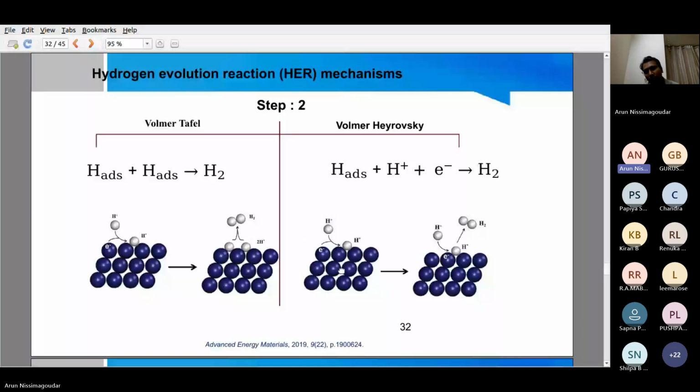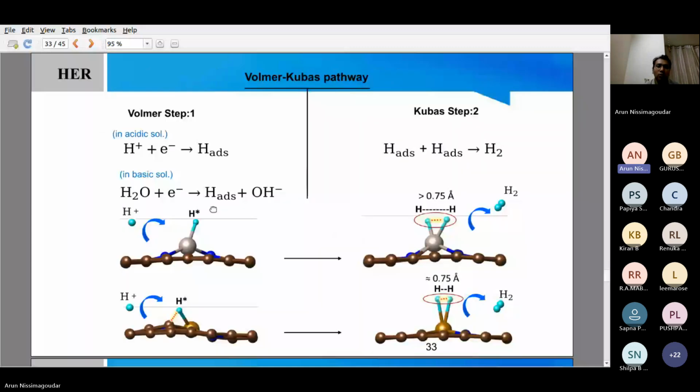To understand this, we need to understand the HER as well as the OER reaction. See here, I try to do this HER understanding on a graphene case. This is a graphene layer.